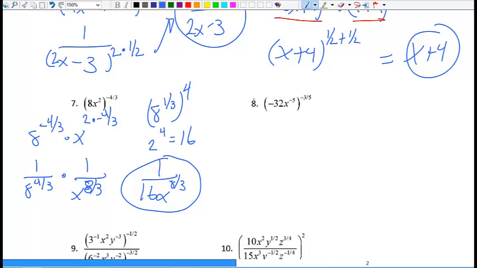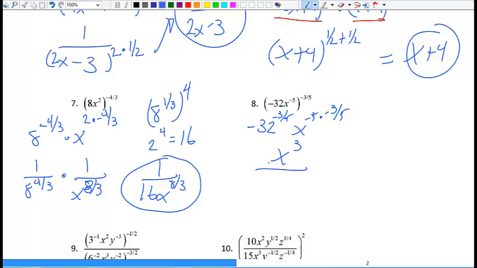Okay, number 8. We're going to bring the exponent over to each number, so negative 32 to the negative 3/5 times x to the negative 5, and then it's negative 5 times negative 3/5. Now the x part, let's talk about that for a second. You get a negative and a negative. That means it's positive. So this piece is going to simplify down to just x to the third.